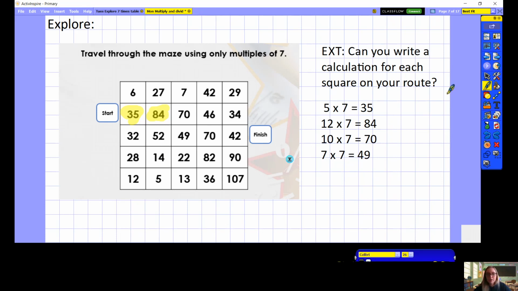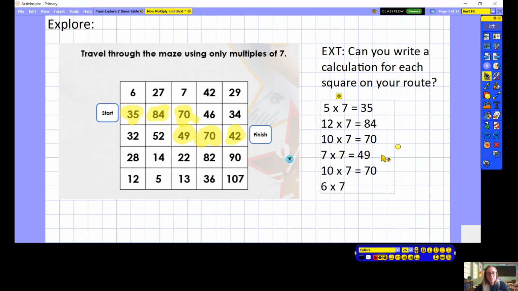Okay, so my maze is starting to look a bit like this. So I've got these were my next 2 squares, and then my next one again I think is an obvious one, because I know that 10 times 7 is 70, and then my final square is 6 times 7 is 42. So that is the route that you should have written, and the calculations you should have written are 10 times 7 equals 70, and 6 times 7 equals 42. Okay, well done.